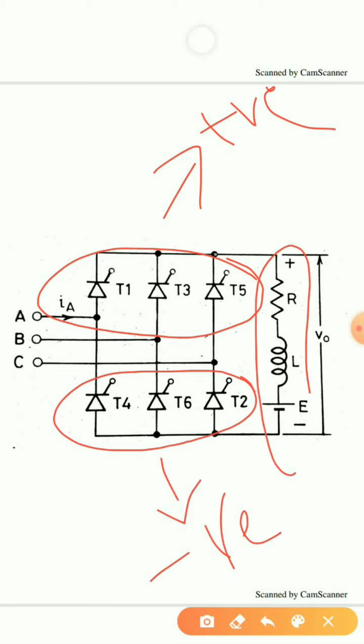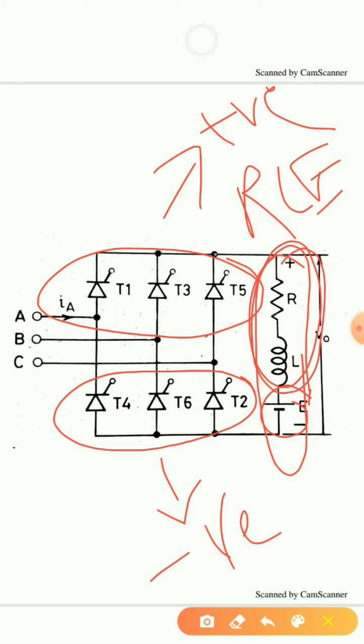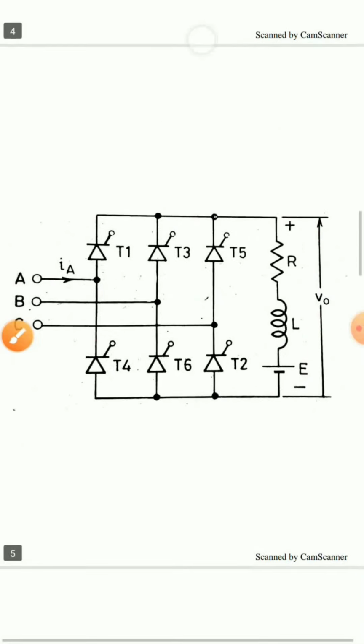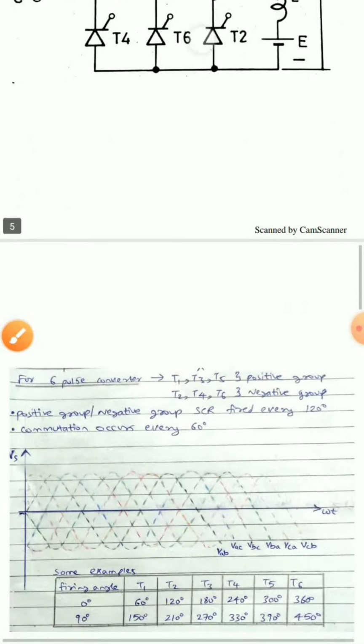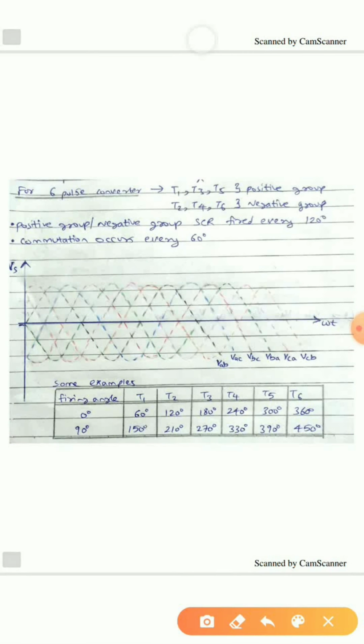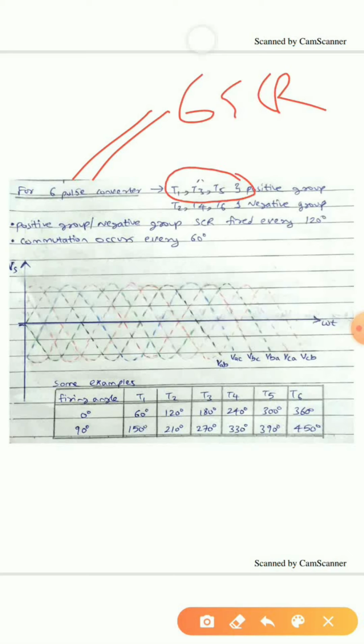Here the load is RLE load. E is nothing but an EMF that can be used to represent back EMF of a DC motor, or RL, the characteristics of the loads that we have. Then we can see here that there are 3 phases, A, B, C. Now let us move further. As we have discussed, in a 6-pulse converter 6 SCRs are there. From that, 3 SCRs, T1, T3, T5, belong to the positive group. T2, T4, T6 belong to the negative group.